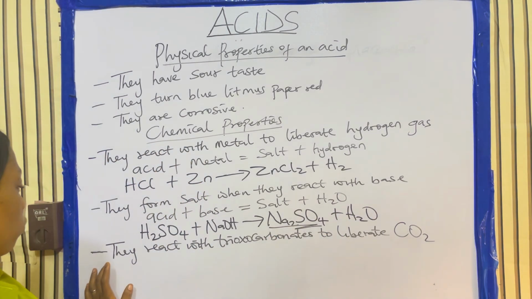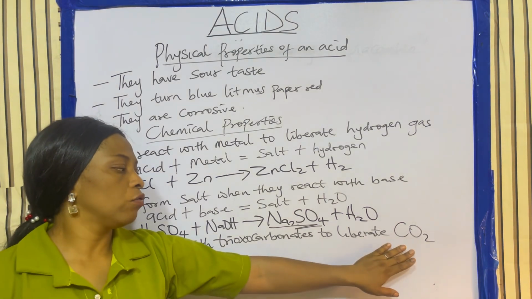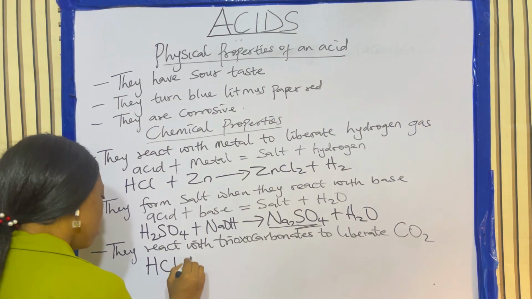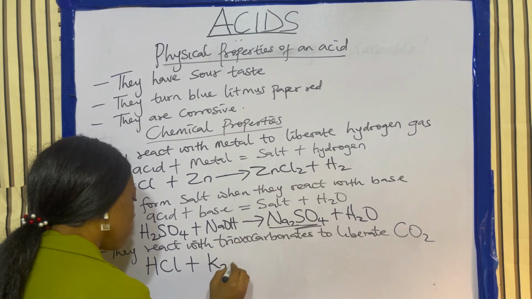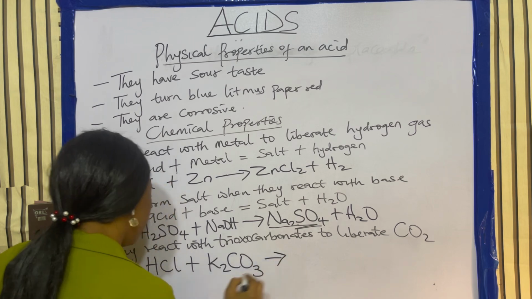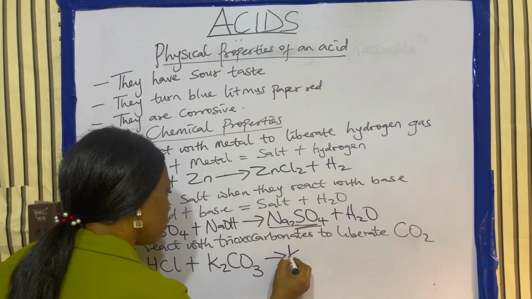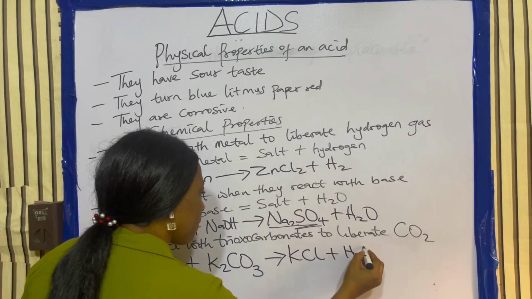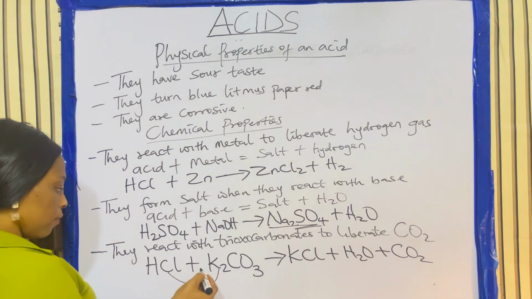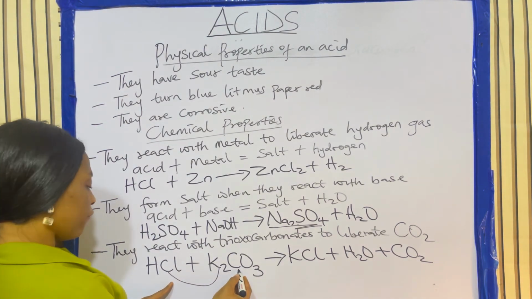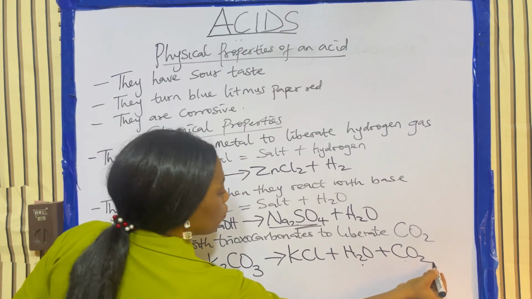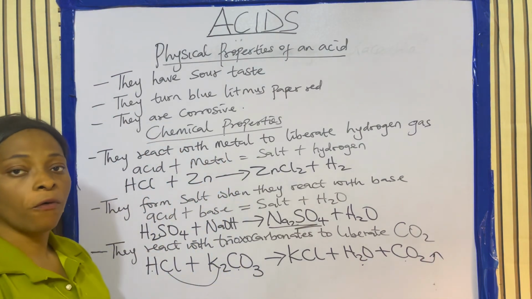Then the third one, they react with trioxocarbonate (IV) to liberate carbon (IV) oxide. Example, if you have an acid like hydrogen chloride reacting with potassium trioxocarbonate (IV), it is going to give you potassium chloride plus water plus carbon (IV) oxide. So this reacts with this, then you have hydrogen and this left, which is going to decompose to give you carbon (IV) oxide and water, thereby liberating carbon (IV) oxide.